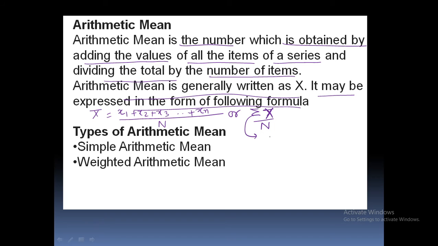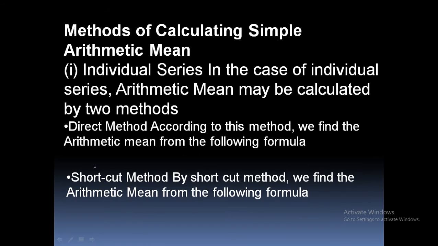This symbol means summation. Sigma represents summation of the values of all items of a series, divided by the number of items. Here capital N represents the number of items, and this is also called x bar, that is known as arithmetic mean. Types of arithmetic mean. There are two types of arithmetic mean: simple arithmetic mean and weighted arithmetic mean.